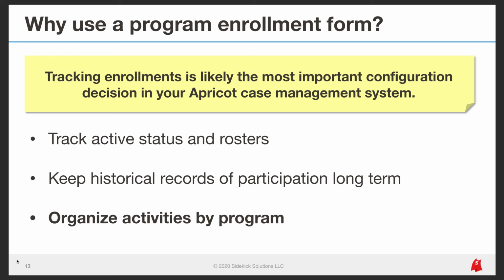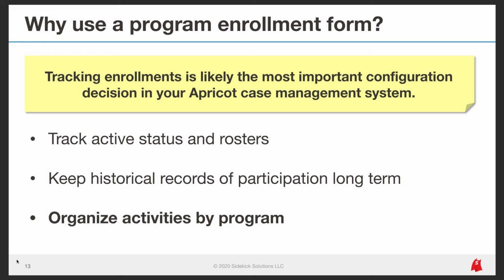In my opinion, the program enrollment form is the most important form in any Apricot system. Now, there are some exceptions, but for the most part, that's true. The program enrollment form tracks current status. A program enrollment with a start date and no end date is active, meaning they have not discharged, and can be used to track active caseload and program rosters. That's helpful for real-time reporting.